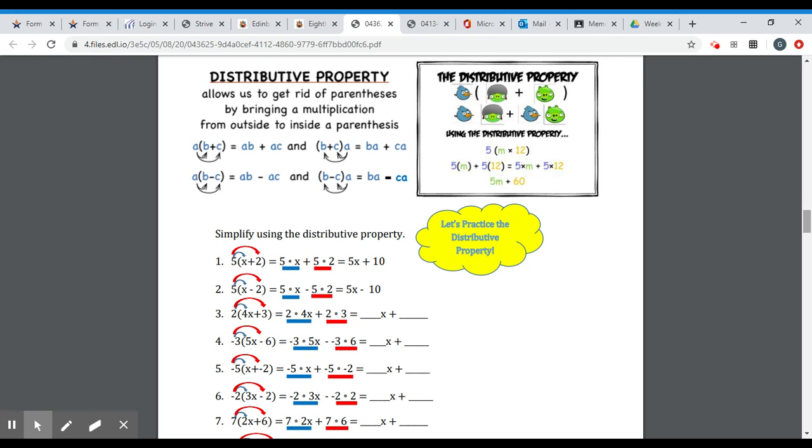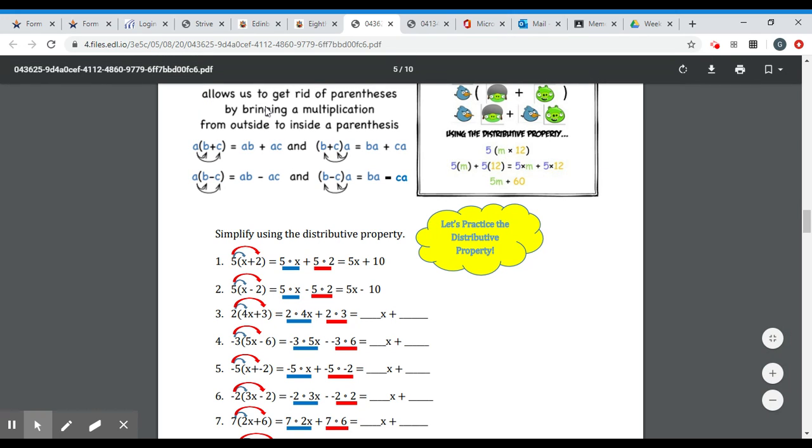Distributive property. The distributive property allows us to get rid of the parentheses by bringing a multiplication from the outside to the inside of the parentheses. So if I have A times the parentheses B plus C, I'm going to get rid of these parentheses by distributing the outside integer into the two inside. So what I would do is A times B and A times C.